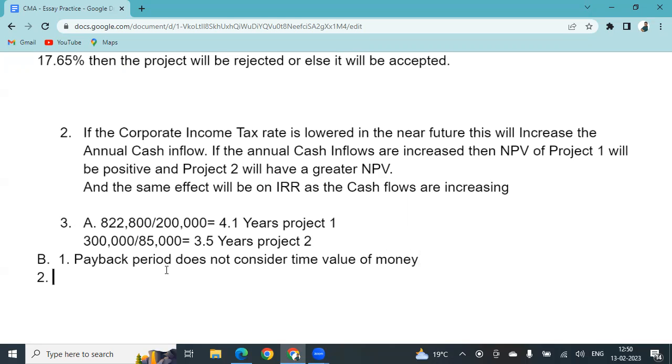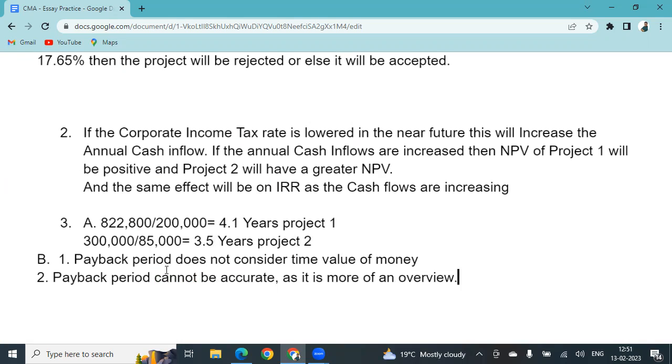Second one, payback period cannot be accurate as it is more of an overview. In fact, how right are these cash flows? We don't know.